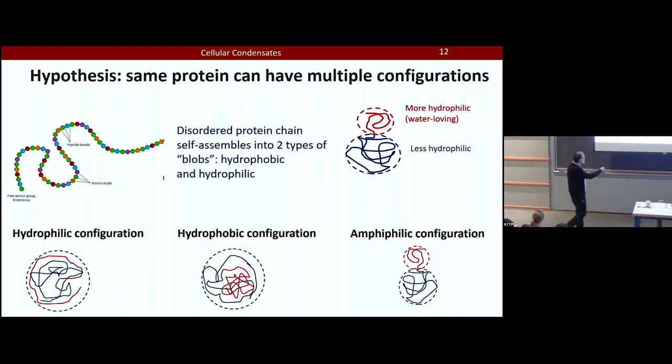We can have the opposite where the hydrophobic is on the outside and what we'd say the more hydrophilic is somewhat collapsed on the inside, probably brings water along with it. And then we can have an amphiphilic one where you have a blob that's hydrophilic and a blob that is hydrophobic. So this is an assumption on our part, but the assumption is based on those three different time scales.